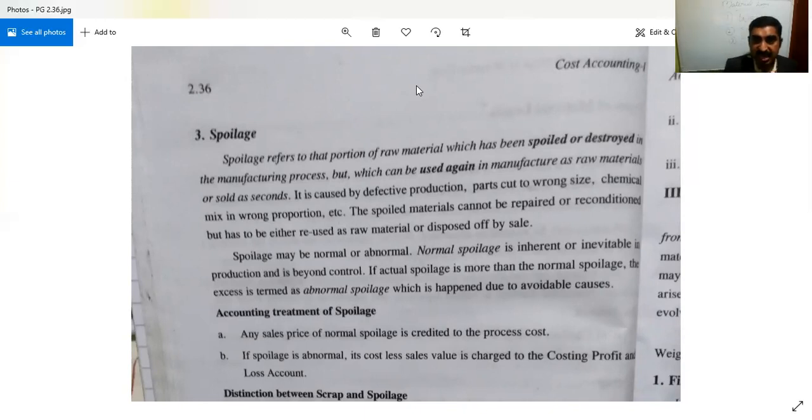It may be normal or abnormal. Normal spoilage is inherent or inevitable in production and is beyond the control, while abnormal spoilage is that which has happened due to avoidable causes.